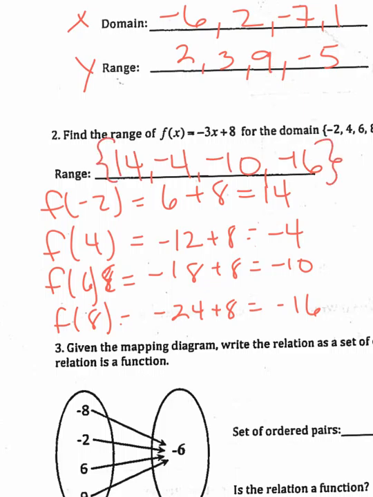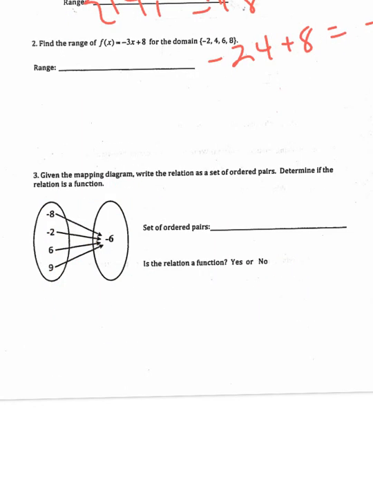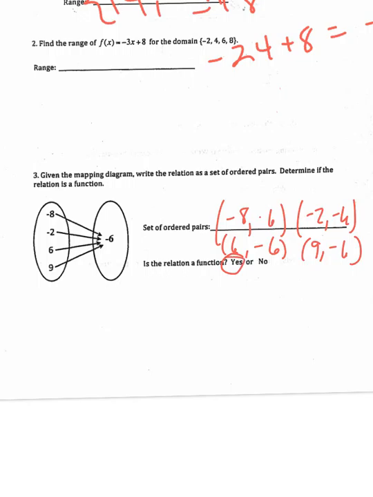All right. And then the last one on this page, number 3, is... All right, so set of ordered pairs. I got -8, -6. I got -2, -6. I got 6, -6. And I got 9, -6. So is this a relation or a function? Well, I got to look at, do I have every input going to one output? And yes, I do. So yes, this is a function. I don't have more than one arrow. I have one arrow coming from each number in the domain. If there were 2, that would make it not a function.